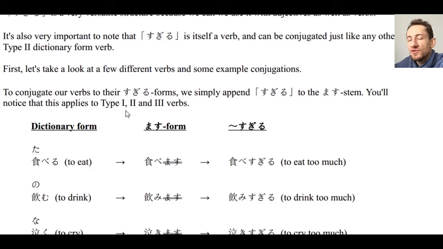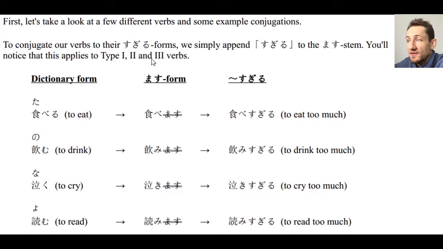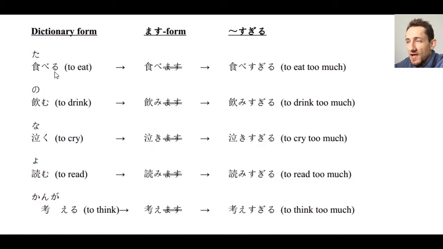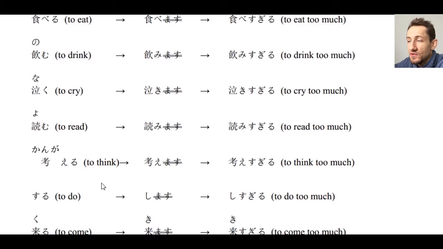But anyway, first we're going to look at using sugiru with verbs. It works the same for type 1, type 2, and type 3 verbs. All we have to do is append sugiru to the masu stem of the verb. For example, here we have taberu. We drop masu and add sugiru and get tabesugiru. Nomu, drop masu, nomisugiru. Naku, nakisugiru. Yomu, yomisugiru, to read too much. Kangaeru, kangaesugiru. Suru, shisugiru. Kuru, kisugiru.